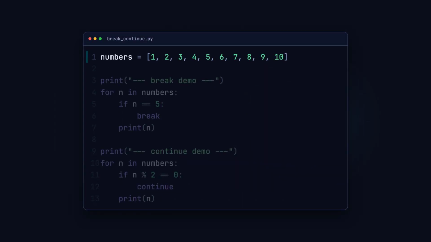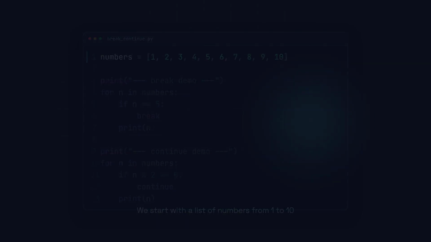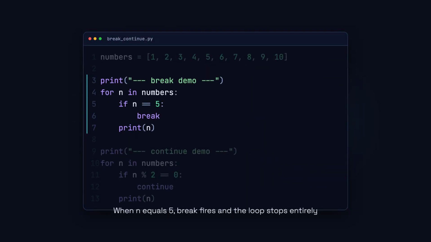Here is our program. We have one list of numbers from 1 to 10 and we will run two separate loops on it, one showing break and one showing continue. In the first loop, each number is checked. The moment n is equal to 5, break is hit and the loop exits completely. Numbers 5 through 10 never print.